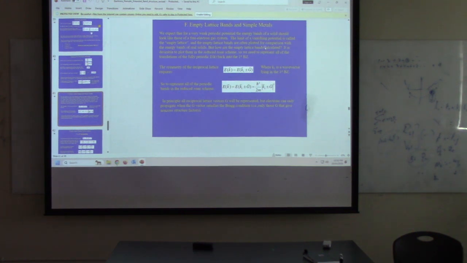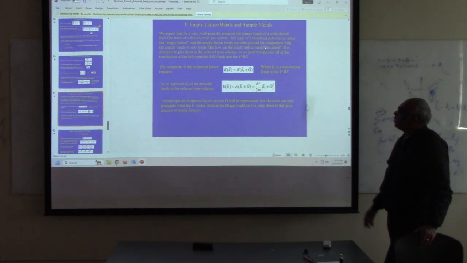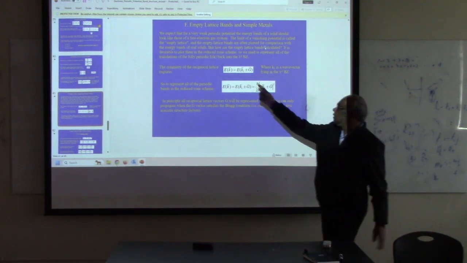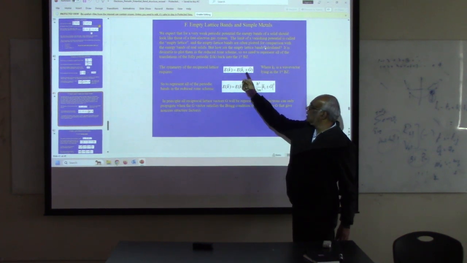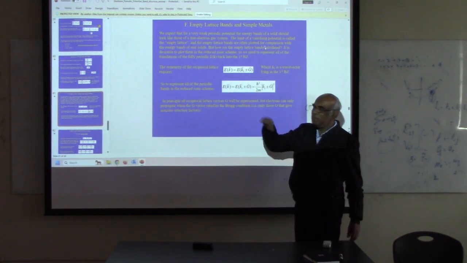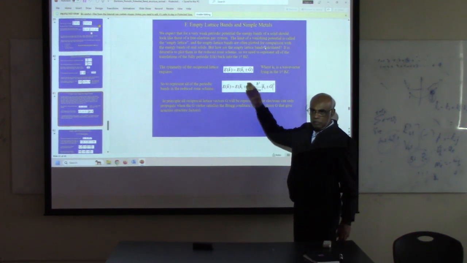So now I want to talk about two different band structure calculations. One is called the empty lattice bands, and one is the tight binding model. I think everybody should know these two. The empty lattice band is very simple. Everybody is familiar with this relationship, right? E(k) is the same as E(k plus or minus G), so the same energy within the first Brillouin zone.